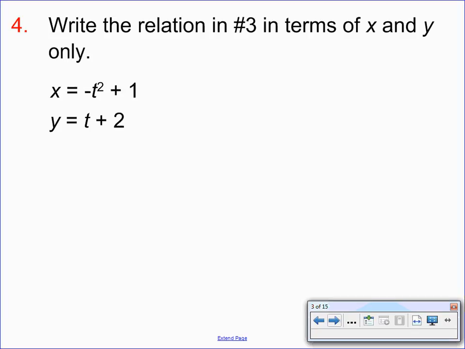In your activity, you had the option of solving for t in terms of x or t in terms of y. As you scan this parametric equation, is it going to be easier to solve for t in terms of x or to solve for t in terms of y?